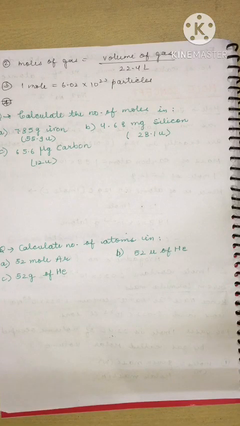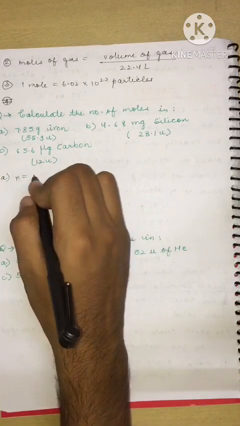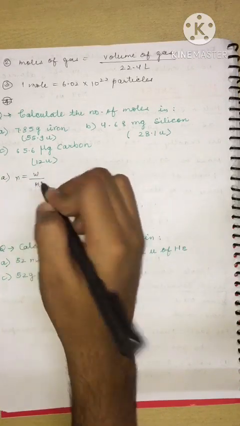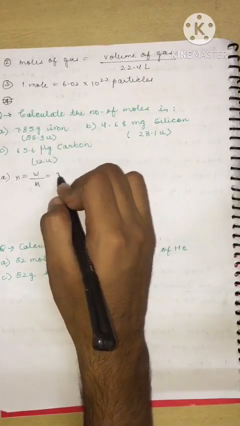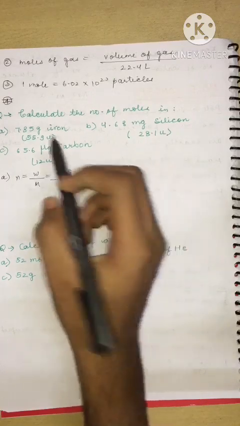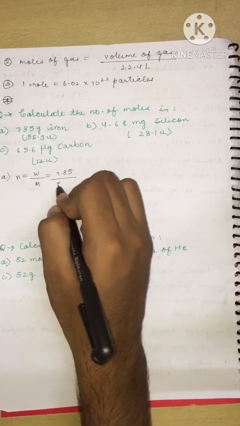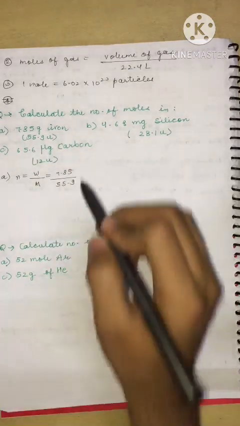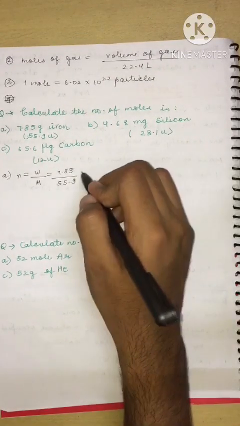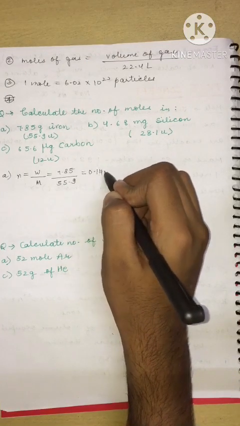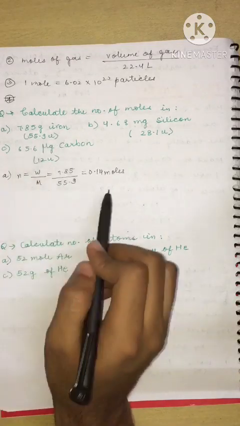The first is 7.85 gram of iron. We right now saw that number of moles formula is given mass, that we write by W, and molar mass is M. So for this the given mass is how much? 7.85, okay, and the gram molar mass given is 55.9 or gram atomic mass. You have to just solve this and you have to get your answer. So when we solve this, we'll be getting our answer as 0.14 moles. So 7.85 gram iron contains this much moles.